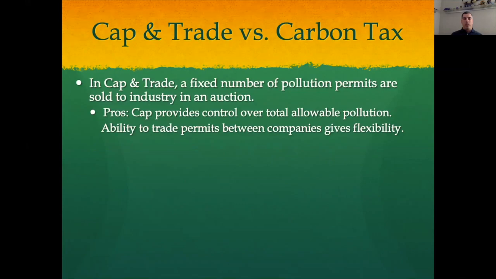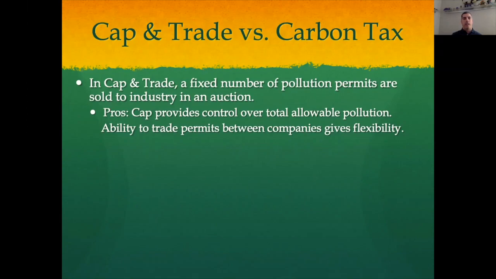So the strength of cap and trade is that that cap gives the government control over exactly how much pollution is allowed. So if the industry goes above that level of pollution, then they have to pay a fine. And so it's better for them just to buy the permits. So the government can then set that level. They can reduce the cap over time. So you make sure you're reducing the pollution over time.